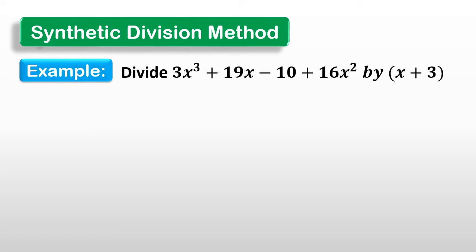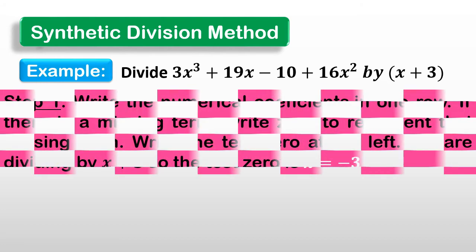Now, there is an easiest way or shortest way in dividing polynomials by a binomial. And that is the synthetic division method. So, in solving using synthetic division, there are also procedures or steps that we need to follow. So, let's use again the given example in the long method. Divide 3x cubed plus 19x minus 10 plus 16x squared by x plus 3. So, what are the procedures or steps that we need to follow?